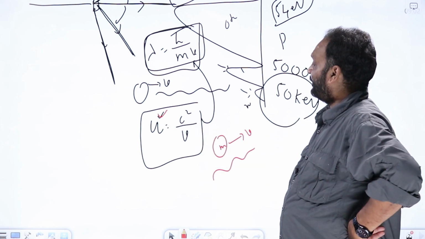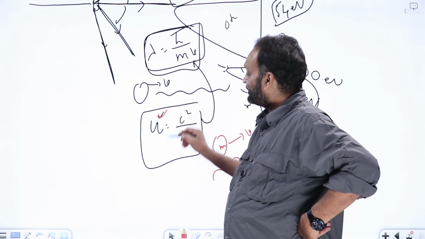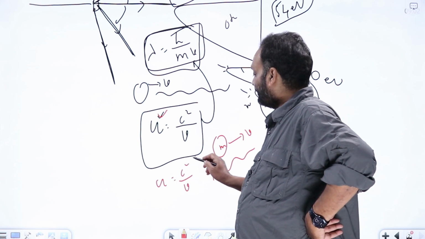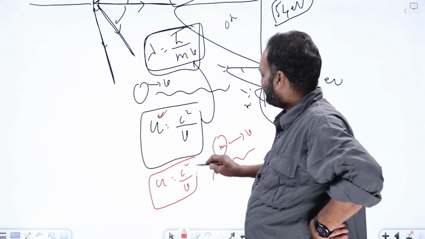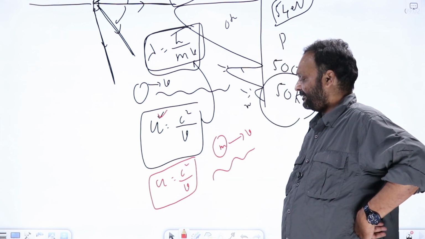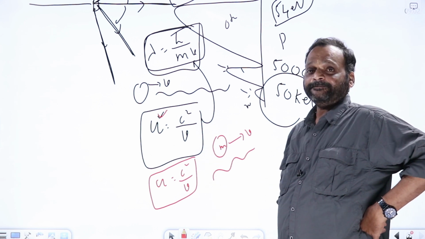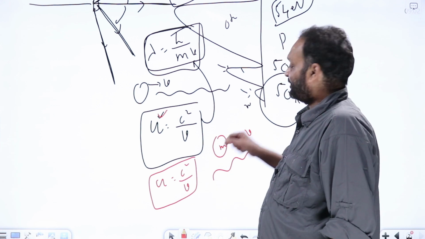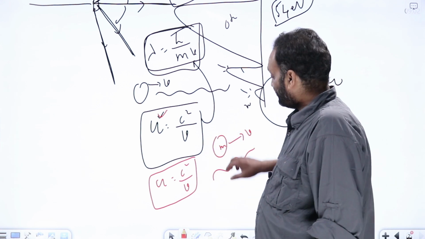Right now, what is the peculiarity in this result, u equal to c square by v? He got this relation, but it is a peculiar relation. Carefully observe this relation and you will find the peculiarity. Here v is the velocity of the particle.